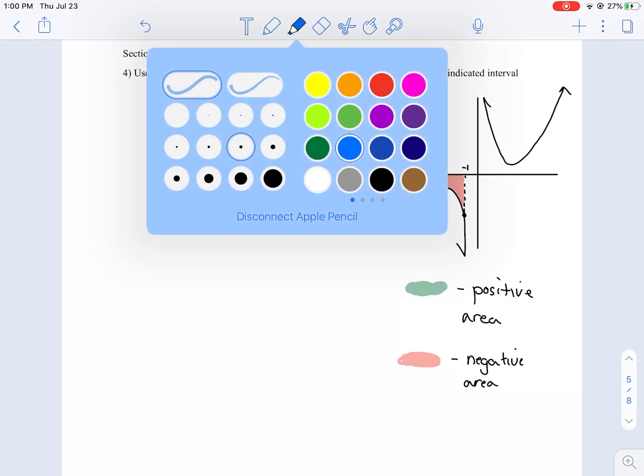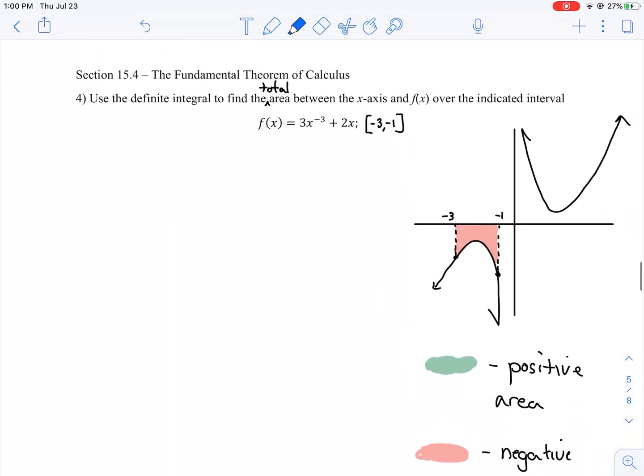So the function that is provided is f of x is equal to 3 times x raised to the negative 3 power plus 2x. And the given interval is negative 3 to negative 1. I'm going to set up a definite integral and remind you what this means.